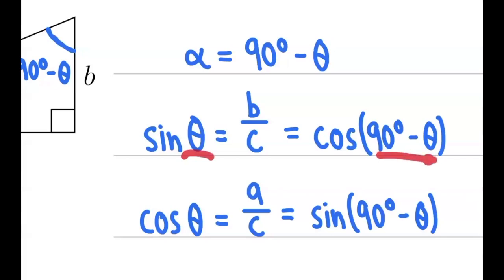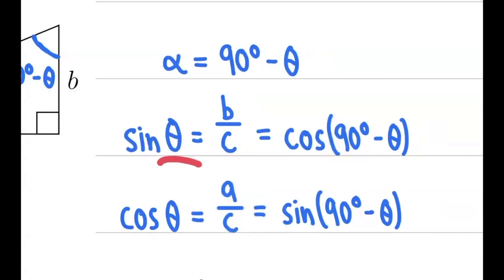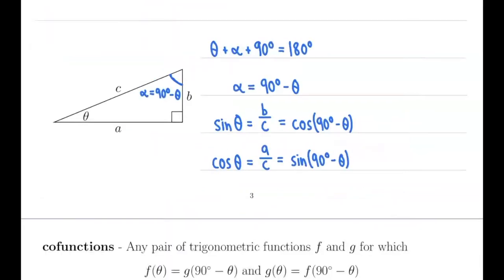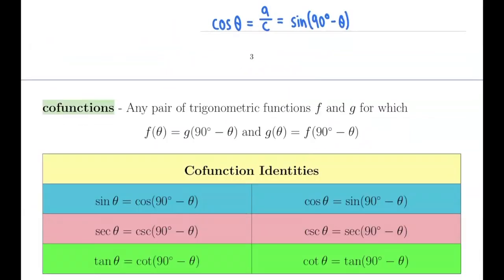So if two angles are complements, remember, two angles are complements if their sum is 90 degrees. So for example, angles of 70 degrees and 20 degrees are complements because 70 degrees plus 20 degrees is 90 degrees. So if two angles are complements, then the sine of one equals the cosine of the other. Because of this relationship, we say that sine and cosine are cofunctions of each other. So that's our vocab word, cofunctions. They're any pair of trigonometric functions, f and g, for which f of theta equals g of 90 degrees minus theta, and g of theta equals f of 90 degrees minus theta.